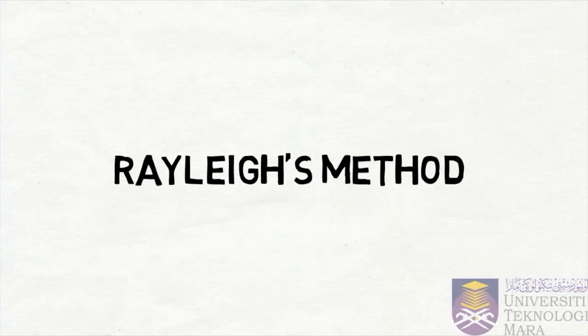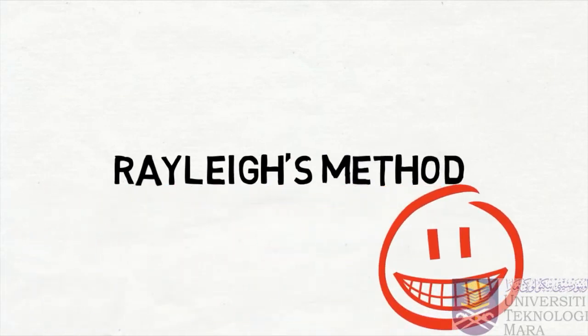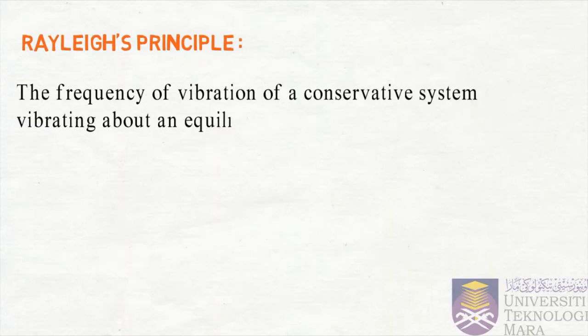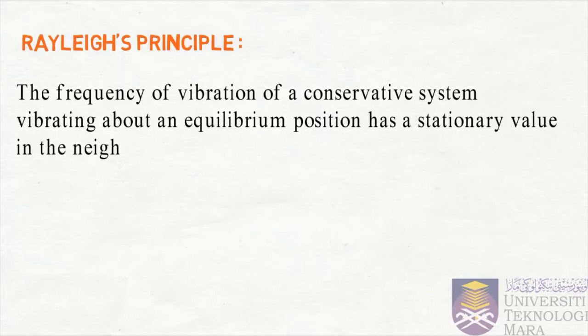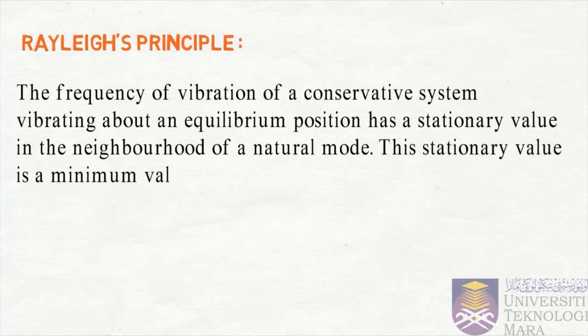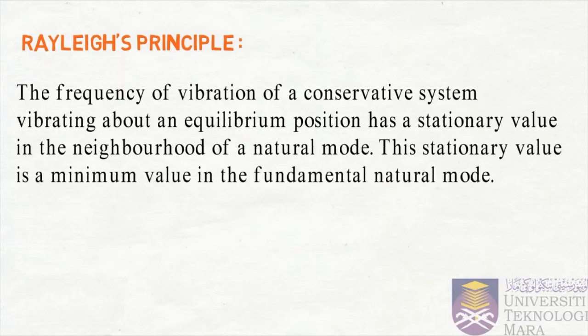Rayleigh method. Rayleigh principle. The frequency of vibration of a conservative system vibrating about an equilibrium position has a stationary value in the neighborhood of a natural mode. This stationary value is a minimum value in the fundamental natural mode.